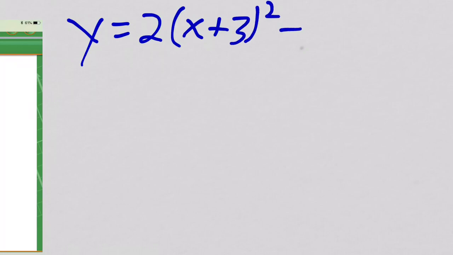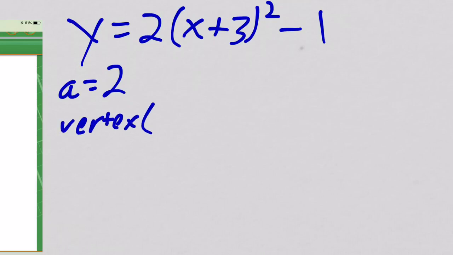So y equals, we'll say, 2 times x plus 3 all squared minus 1. So we're going to try to graph this. So first thing you need to understand, your a or your slope is 2, and then your vertex is the number that's here in the parentheses, but we have to change the sign. So since I see a plus 3, that means I'm going to make this a minus 3. And then we're going to look at the number that's outside the parentheses. So since it's a minus 1, that one actually does stay the same. So my vertex is at negative 3, negative 1.